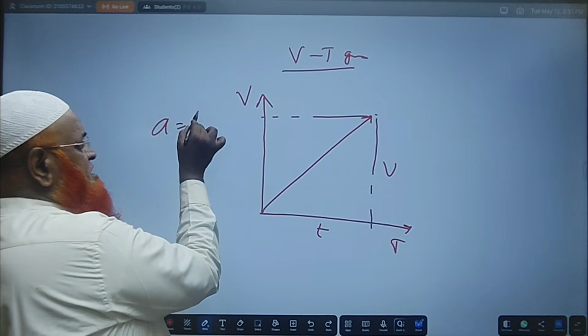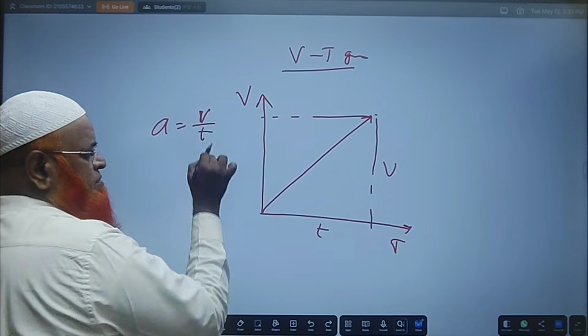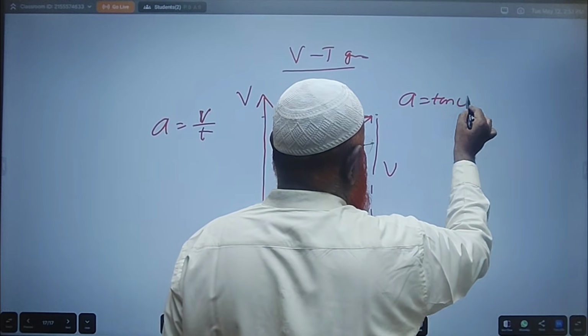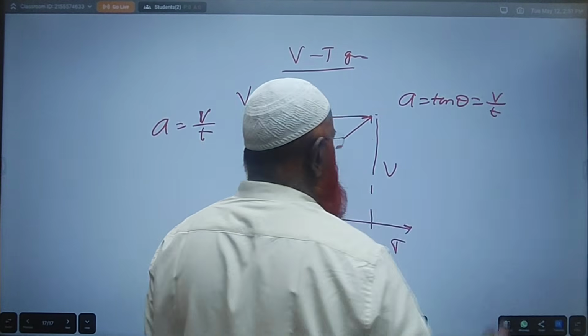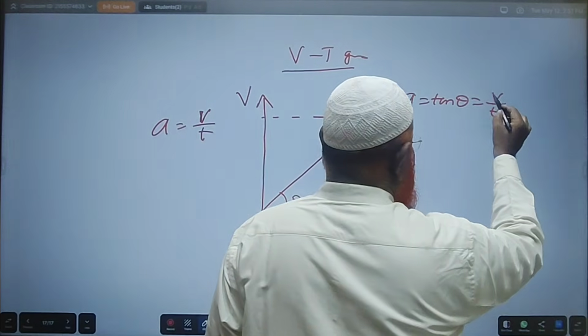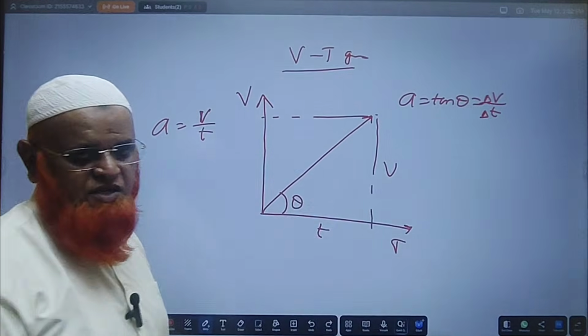So acceleration is nothing but change in velocity by time. That means if you want to find the acceleration, you have to find the slope, which is opposite side by adjacent side. Acceleration is nothing but change in velocity by time. Later you can write it like this also, which is delta v by delta t, acceleration.